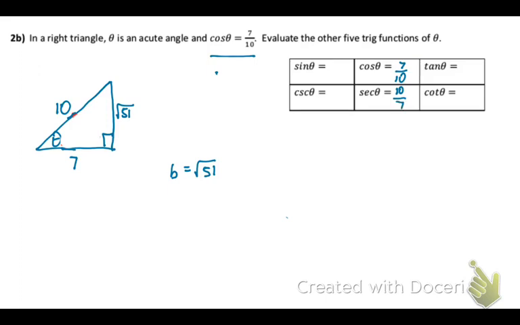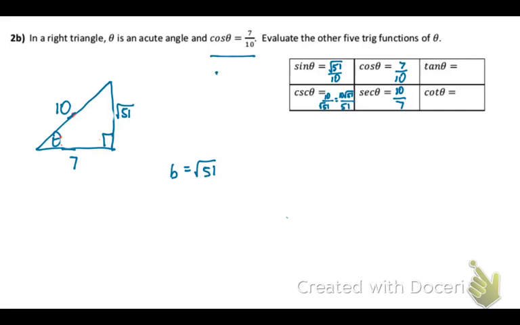Now put your eyes in the triangle on theta, and then take the side that is opposite, square root of 51 over the hypotenuse, 10. For the cosecant, you're going to flip that and then rationalize. So multiply top and bottom by the square root of 51. So if you can't see that, that is 10 times the square root of 51 over 51.